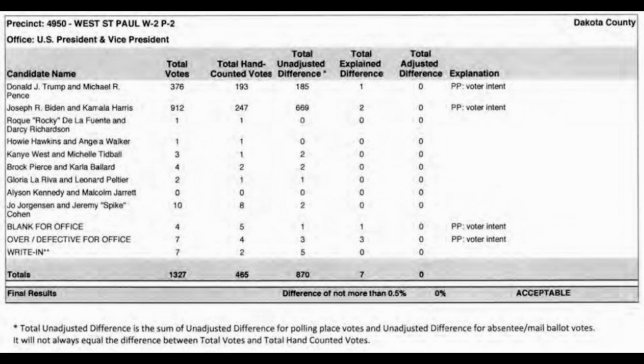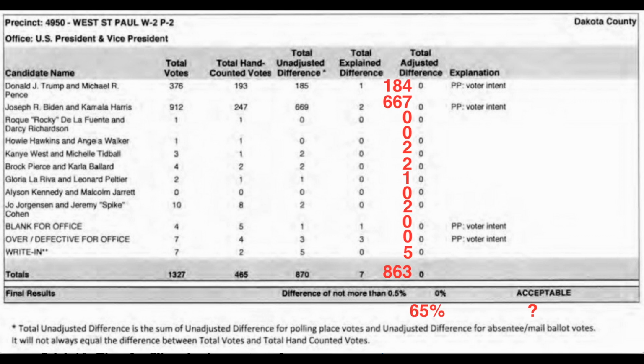In the total unadjusted difference column, you see that there were 185 votes missing for Donald Trump and 669 votes missing for Joe Biden. During the post-election review, in the next column, the total explained difference was 1 and 2, respectively, which meant that the total adjusted difference should have been 184 and 667. In other words, there were 184 missing paper ballots that had a vote for Donald Trump and 667 missing paper ballots that had a vote for Joe Biden.